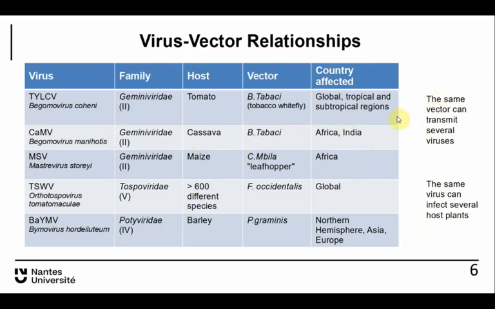What are the points here? So the same vector can transmit several viruses. Bemisia tabaci transmits more than one virus, and the same virus can infect several host plants sometimes. So the TSWV is kind of the champion of this. It can infect hundreds of different plant species. And the only thing that really restricts the spread is its dependence on a particular vector.